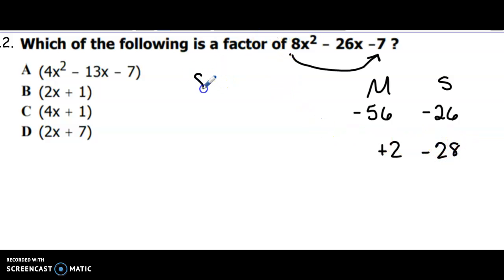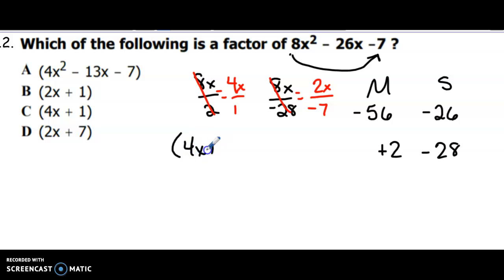I come back over here, I do 8x divided by 2 and 8x divided by a negative 28. This I can reduce by 2. That gives me 4x over 1. 4 will go into both of these, so I get 2x over a negative 7. Now I write my parentheses, 4x plus 1 and 2x minus 7. The only one that I see here is the 4x plus 1. On your quiz, you'll probably have both answers factored out.